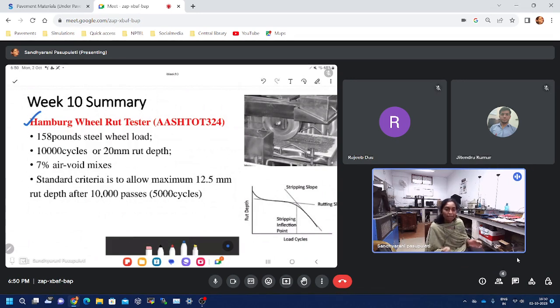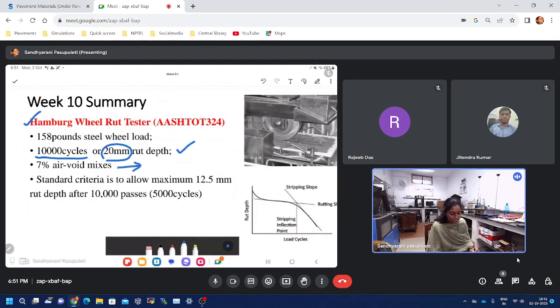That means samples can be submerged in the water also while the wheel is moving. Otherwise, we can also perform this rutting test only on dry samples. So here the criteria is, let us say, 10,000 cycles or 20 mm rut depth. That means when the wheel starts moving, whenever 10,000 cycles finishes, at that time the experiment will stop. Otherwise, if it reaches 20 mm rut depth even before the 10,000 cycles, that also is the final criteria.